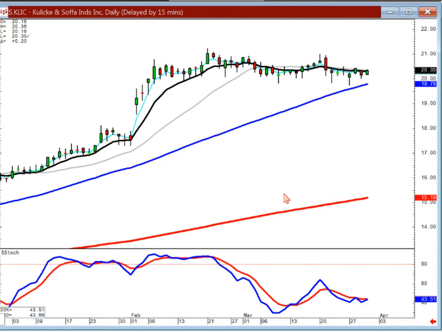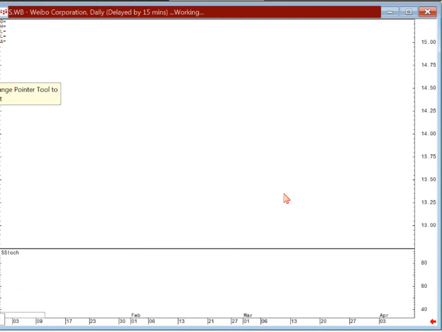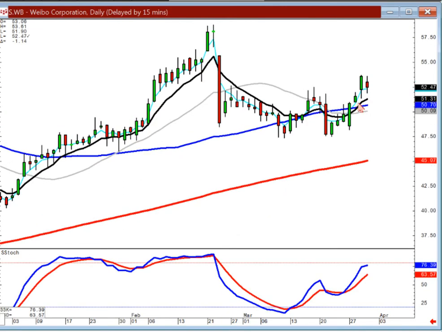Weibo, you stay long on this one. But if it opens lower tomorrow, it's probably coming back down to test the T-line. So instead of having a trajectory like this, you're probably going to be in a sideways trajectory like this.